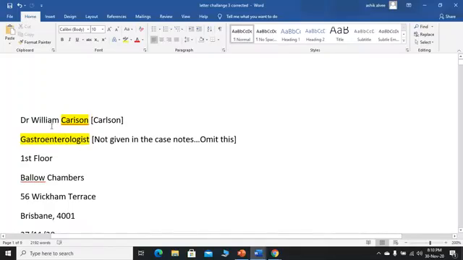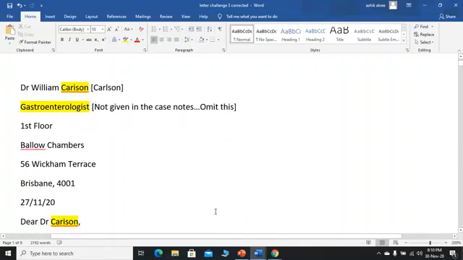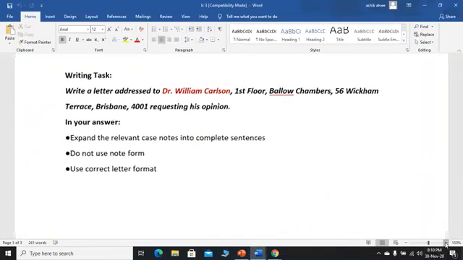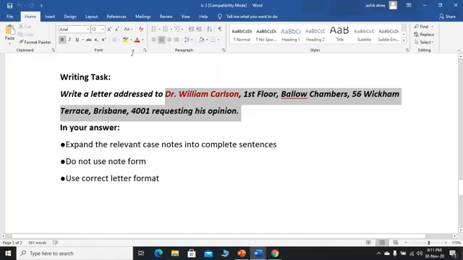Here, Dr. William Carrison. This is the first mistake. The name of the doctor was William Carlson. So these are very much costly mistakes. Dr. William Carlson, gastroenterologist. This was not given in the address part. This is the address part you had to follow: Dr. William Carlson, first floor, Bellow Chambers, 56 Wickham Terrace, Brisbane, 4001. Here in this part, nowhere is the word gastroenterologist mentioned.